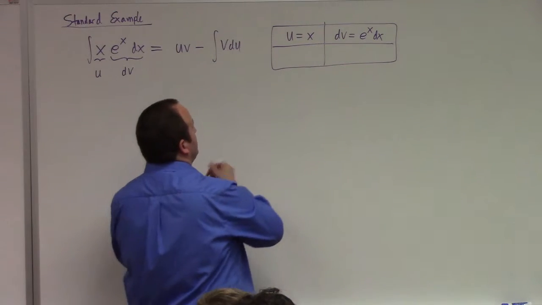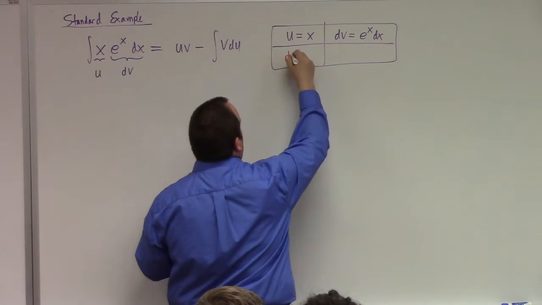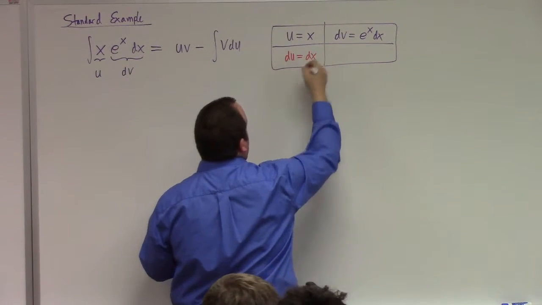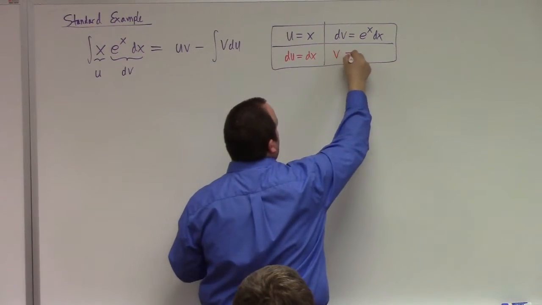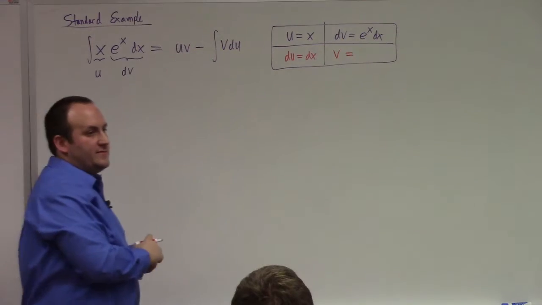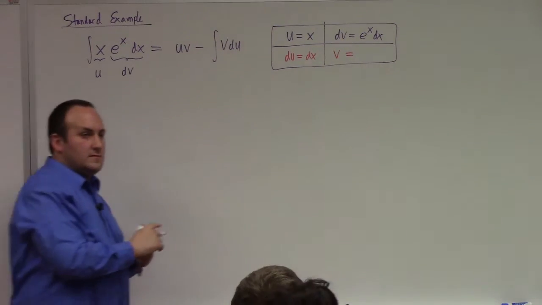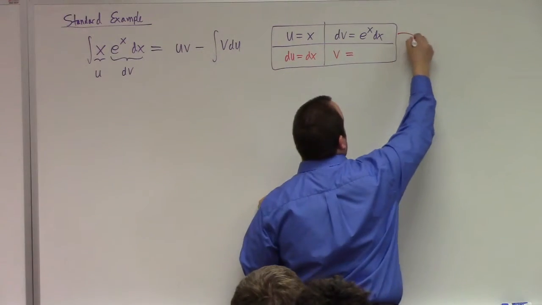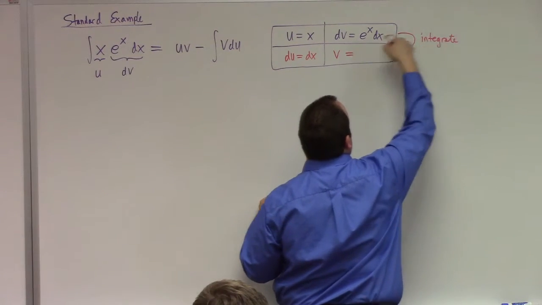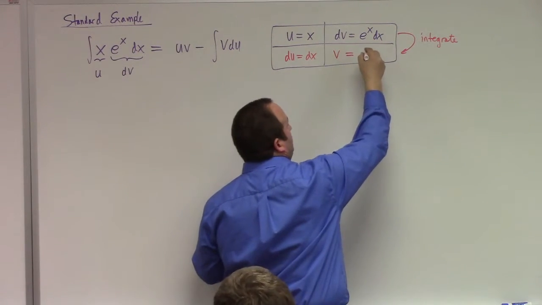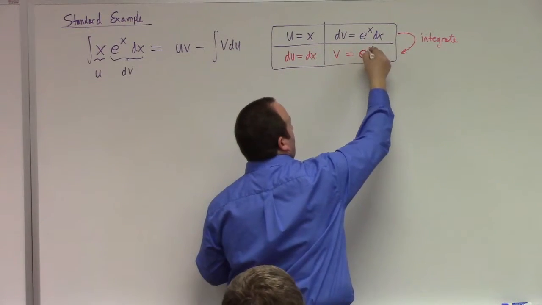Anyway, you guys will have questions once you see an example or two. Let's see here. So du is equal to dx. How do you get to v? What's v equal to? How do we get from dv to v? We integrate, yeah. What's the integral of the exponential? Right.